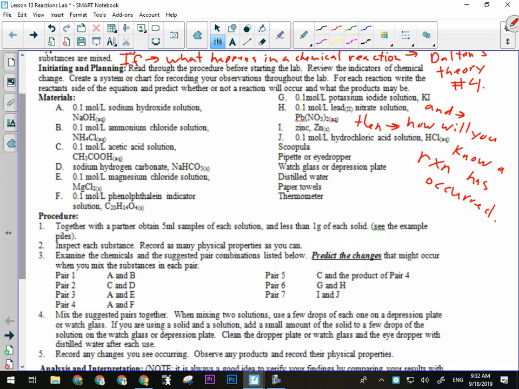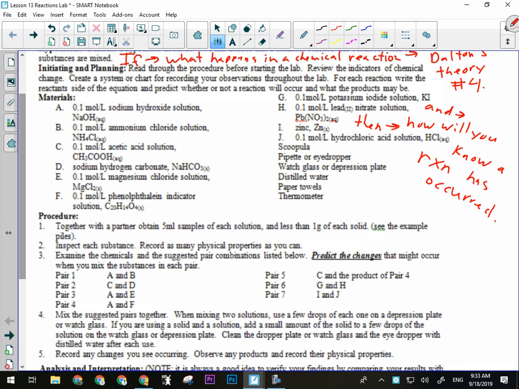Okay, and you're going to mix that with sodium hydrogen carbonate, also known as baking soda. You've probably seen this reaction happen before, somewhere along the way. So you'll see that one. That one has some visible signs of a chemical reaction. Okay, pair number 3, you're mixing A and E, so that'll be sodium hydroxide and magnesium chloride. So we'll be mixing those two.